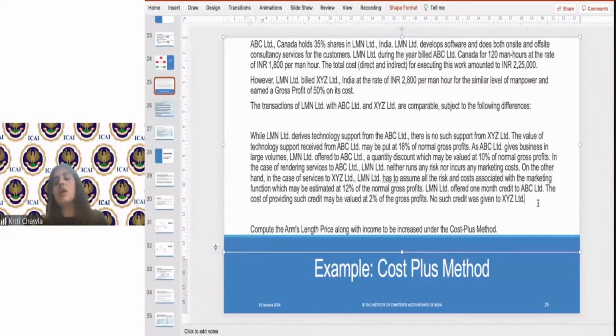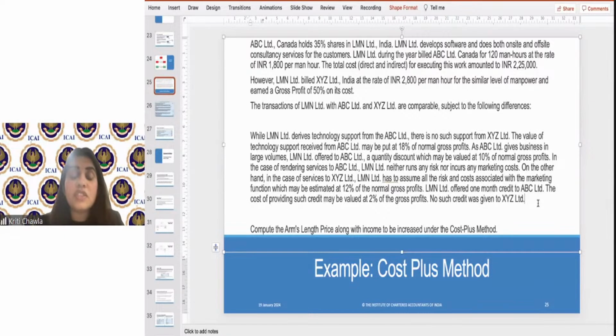It says compute the arm's length price along with the income to be increased under the cost plus method. So you have to do 2 things. First, you have to compute the ALP. And then the second thing that you need to do is calculate the income to be increased, as in the adjustment that will be initiated, if at all, by the tax authorities.